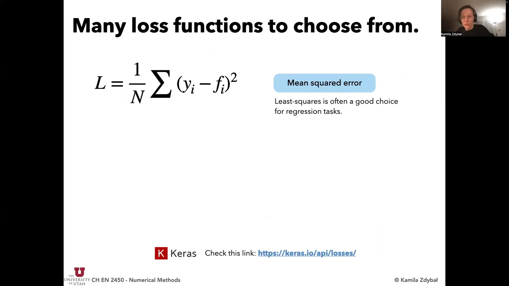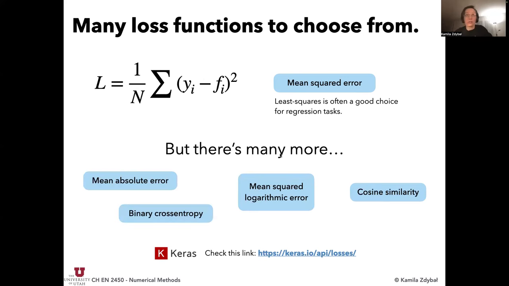And there are many loss functions to choose from. In this Python exercise, we've used the mean squared error, which is defined like this. It's often a good choice for regression tasks at least, but there are many other loss functions to choose from. We can take mean absolute error, mean squared logarithmic error. We can do something like cosine similarity, maybe for some vector values it makes sense, or binary cross entropy, which are some of the loss functions that are more suited for classification tasks. And you can even code your own loss function. If you have some sense of your specific problem, then it might be useful for you to actually code your own loss function.